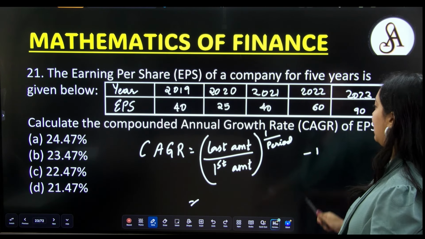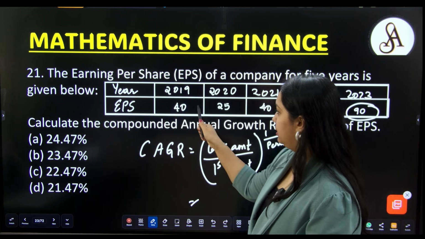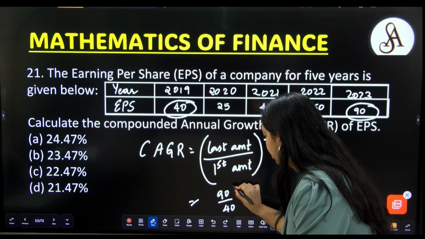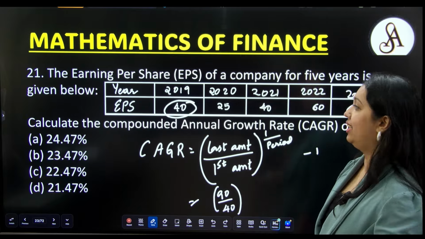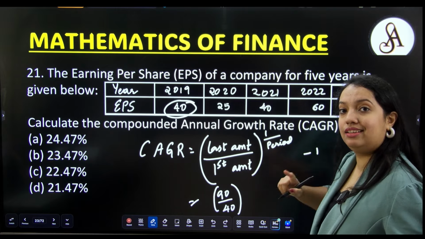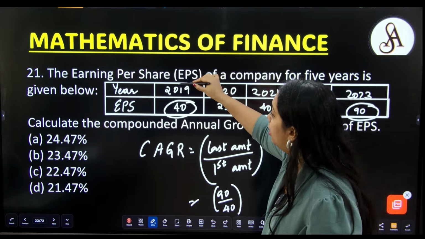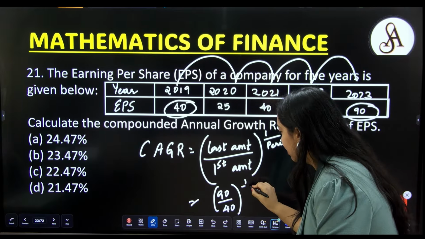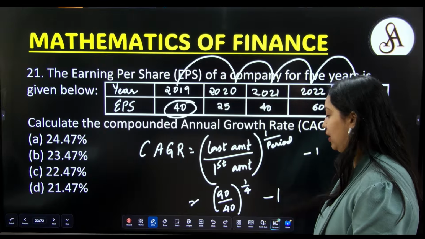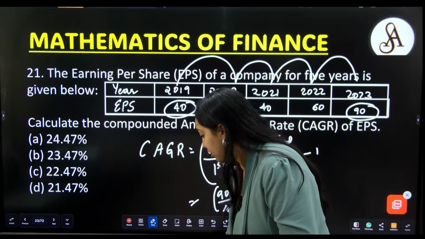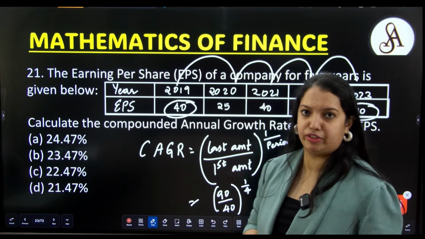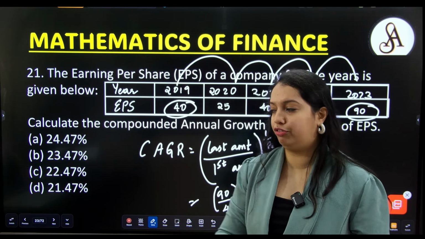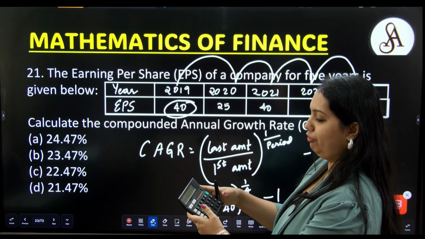Let's start. What is the last amount given in the question? This one, 90. What was the first amount given in the question? This one, 40. So it is 90 divided by 40 whole to the power of period. It is not 1, 2, 3, 4, 5. It is how many years growth has happened. So this is 1 year, 2 year, 3 year, 4 year. So it will be 1 divided by 4 in the power minus 1. Ma'am, what is the shortcut to find power 1 by 4? Should we have to do that dirty power formula? No. 1 by 4 in the power means you need to press on square root button for 2 times. So I will take 90 divided by 40.